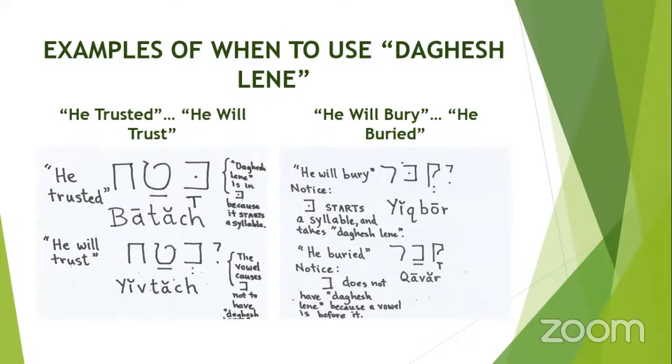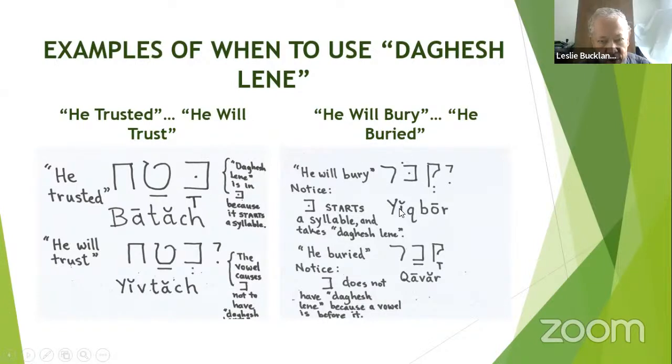Or in the middle. In the beginning of a word, like Batak, this starts a syllable. This is the first letter in the word. This is B. This is the very first letter in the word, and B and A is the first syllable in the word Batak. So it starts a syllable, and this syllable is in the beginning of a word.